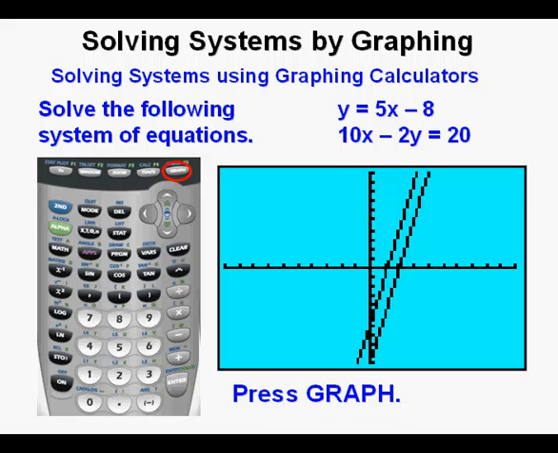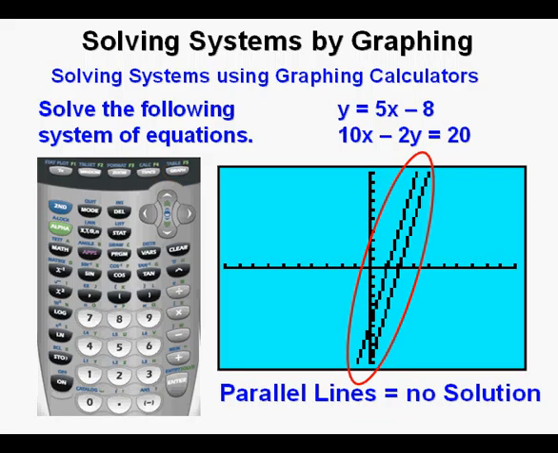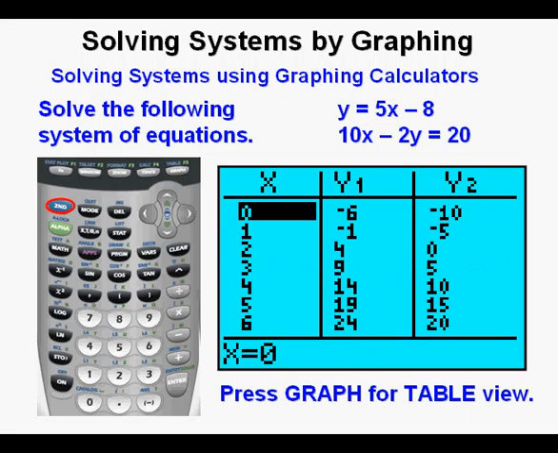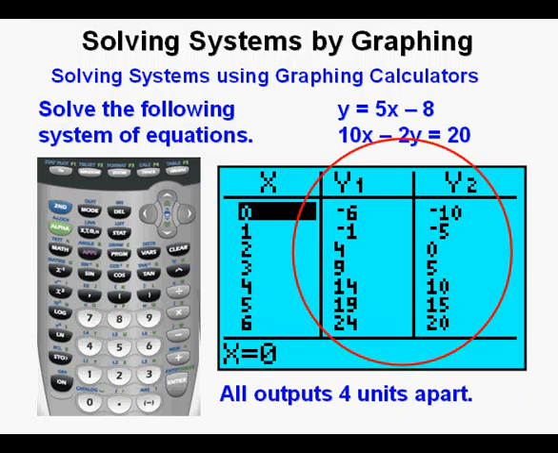When I see something like this, where I go to be sure is to the table view. Press second, press graph at the upper right of the keypad, which gives us the table view. We know for sure in examining because we see all the y1s and y2s 4 units apart.